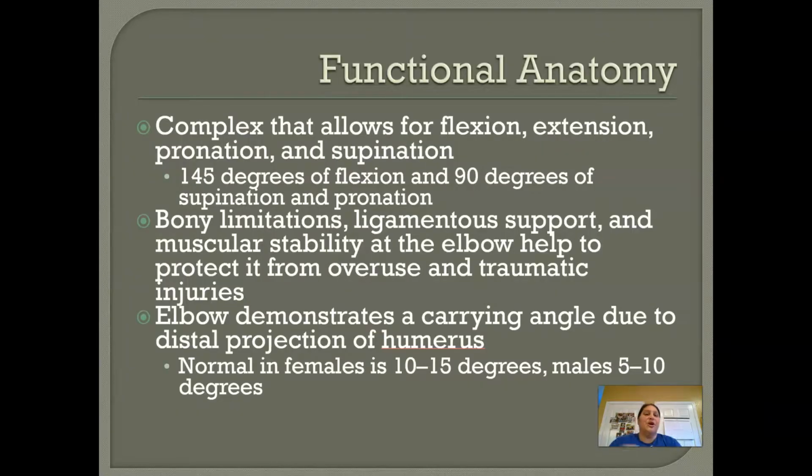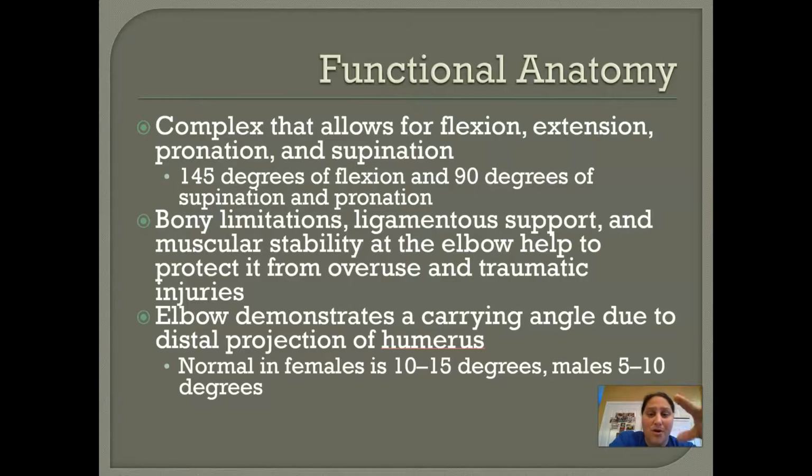Okay, so functional anatomy. It's a complex that allows for flexion and extension, and then the forearm is the pronation and supination. Okay, there is about 145 degrees of flexion, and what stops that is going to be soft tissue. It's going to be muscle on muscle. And for extension, we should have 0 degrees. Some people are hypermobile, but what's stopping that? That's a hard end feel, or a bony extension.